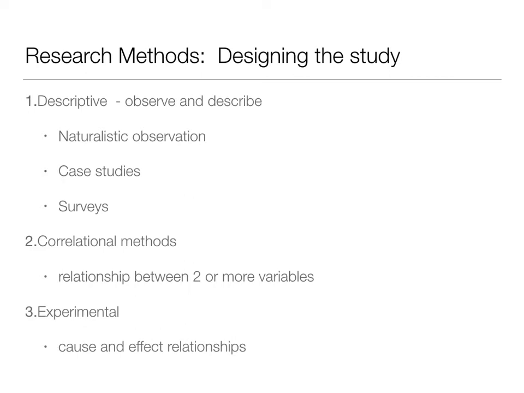And finally, our gold standard in research, the experiment. And the reason this is the gold standard is because experiments are the only way we can look at cause and effect relationships. So in correlational methods, we'll be able to see if there is a relationship, but we will not be able to tell if one thing is causing the other. The only way we can do that is through experimental methods. And we'll talk again about all 3 of these in more detail.